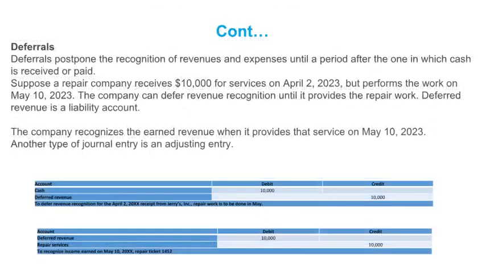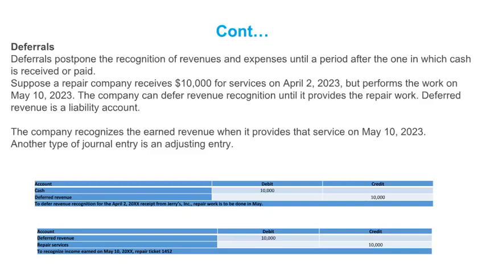Deferrals postpone the recognition of revenues and expenses until a period after the one in which cash is received or paid. Suppose a repair company receives $10,000 for services on April 2, 2023, but performs the work on May 10, 2023. The company can defer revenue recognition until it provides the repair work. Deferred revenue is a liability account. The company recognizes the earned revenue when it provides that service on May 10, 2023.